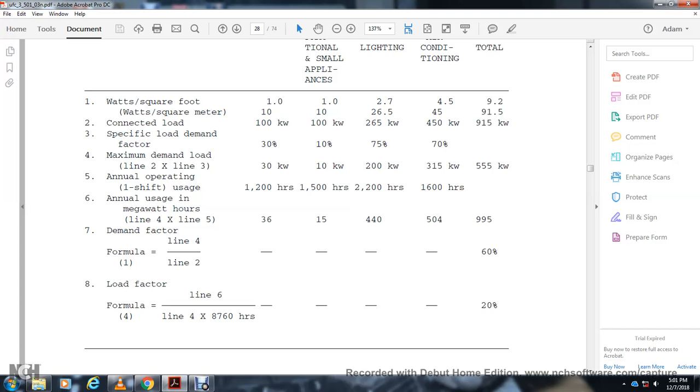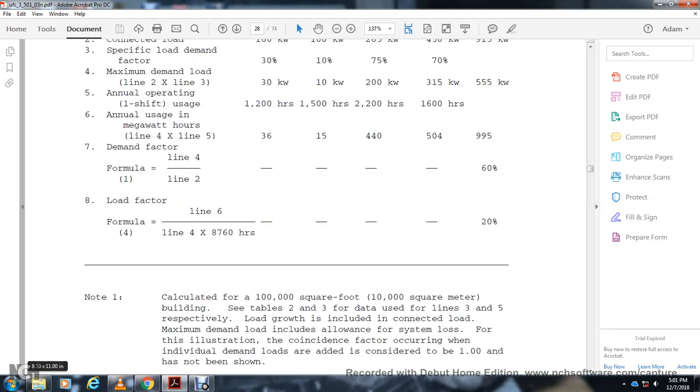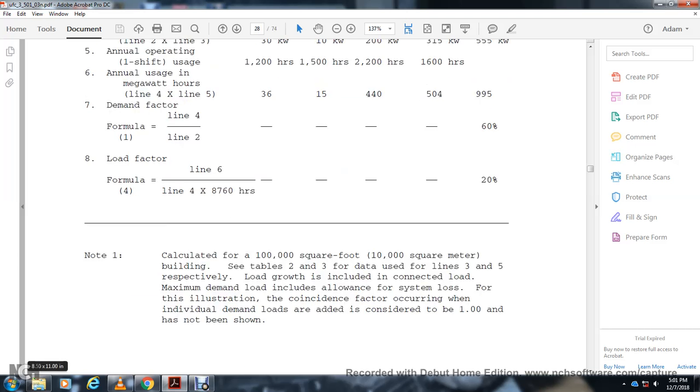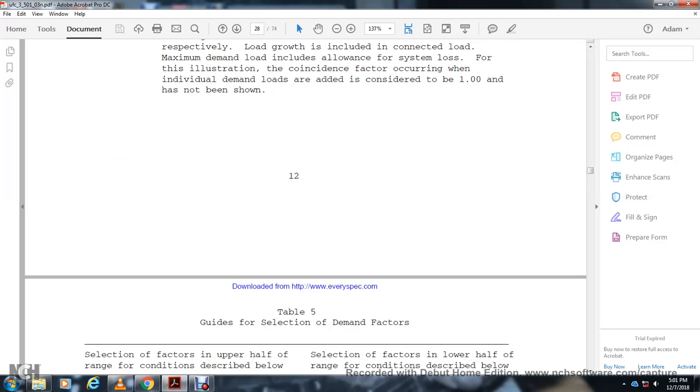Load demand factor for the connected load, 1 per square foot. Load demand and load factor formulas are calculated for a 100,000 square foot or 10,000 square meter building from Tables 2 and 3, with the tab used for lines 3 and 5. The respective load growth is indicated with the connected load and the maximum demand load, indicated with the allowance for system loss. For the illustration, the coincident factor occurring when the individual demand loads are added is conservatively taken to be 1.00 and has not been shown.